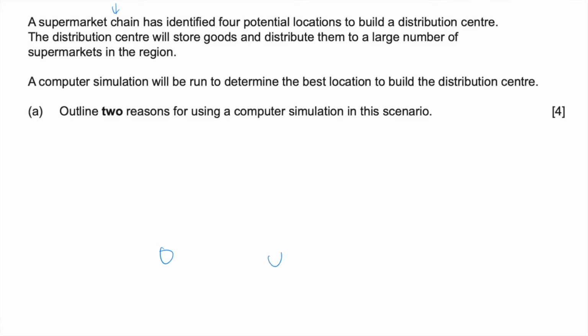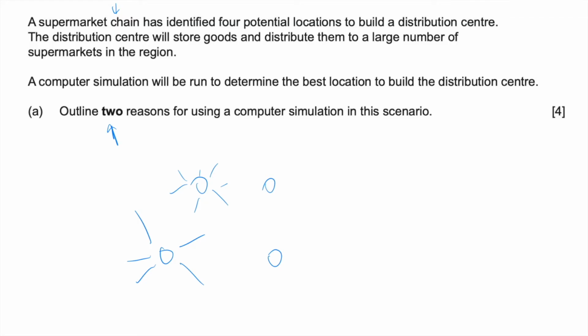So we're basically going to have some distribution hubs, and we're going to be getting goods from those hubs and sending them out to supermarkets. And most likely we want to find out the most efficient way to do this. The first question is: outline 2 reasons for using a computer simulation in this scenario. These can be many of the reasons why anyone would use a computer simulation. The first is going to be cost, just because it's a lot cheaper to actually run a simulation and figure out where the most efficient locations are for distribution centers, rather than build out a whole distribution center and then see whether it works out or not.